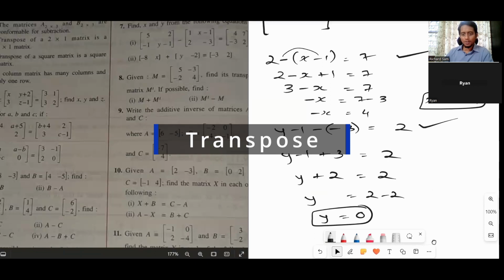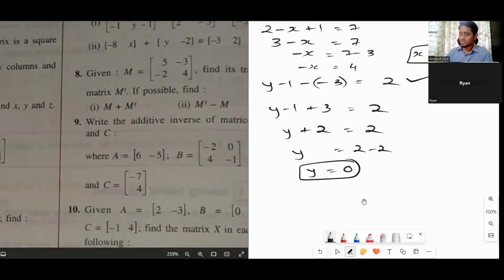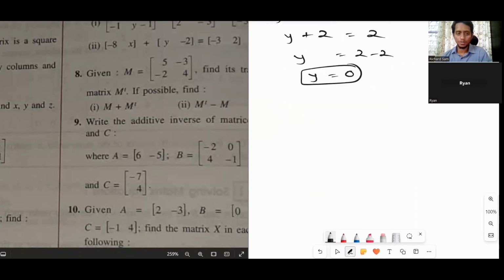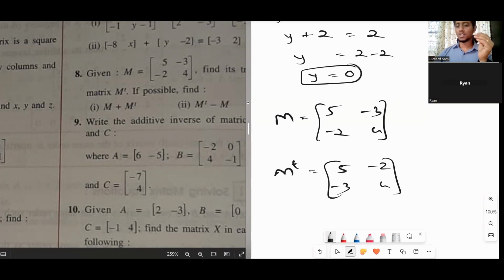Here you have something called transpose. M T, that is transpose. Okay, what is M transpose? So M is 5 minus 3, minus 2 and 4. So M transpose means you interchange the rows and the columns. So 5 minus 3, we will write it as a column. And minus 2, 4 we'll write it here. So you're just interchanging the rows and the columns. This is transpose.